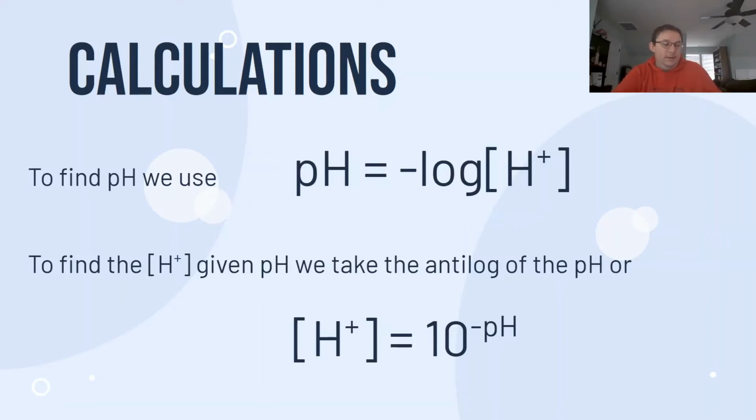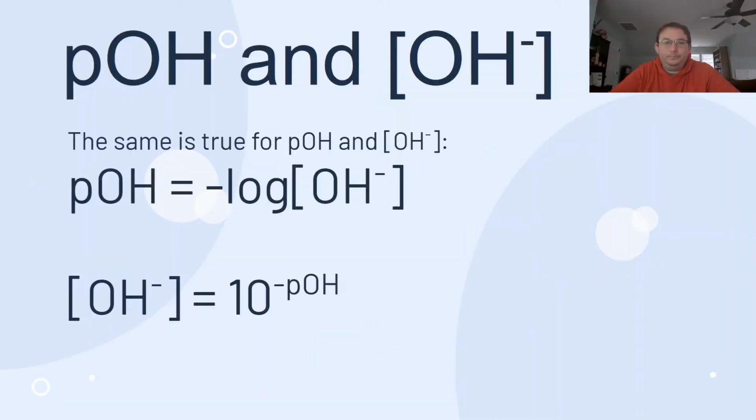On most calculators, the antilog button is just second or shift log. On this calculator that I have here, I would hit shift, and I would hit the log button, and it would give me this 10 to the power of something. The only extra thing that you have to add in there when you're finding the antilog is a negative sign before you put in the pH. So pOH, same exact equations. For pOH, we would find the negative log of the hydroxide ion concentration. Or to find the hydroxide ion concentration from pOH, we would take the antilog of the pOH, or 10 to the negative pOH.